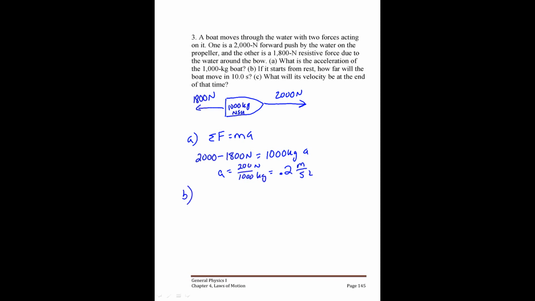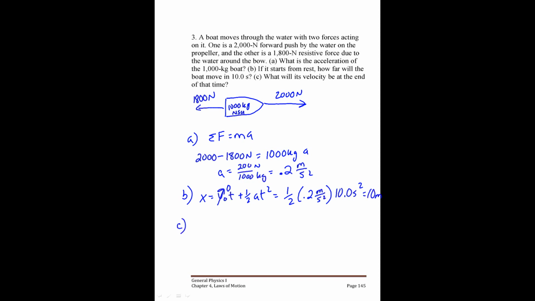Then part B, how far does it go? Well, I know that x equals v naught t plus 1/2 at squared. V naught, it starts at rest, so this is 0. So that's equal to 1/2 times 0.2 times 10 seconds squared. That gives me 10 meters.